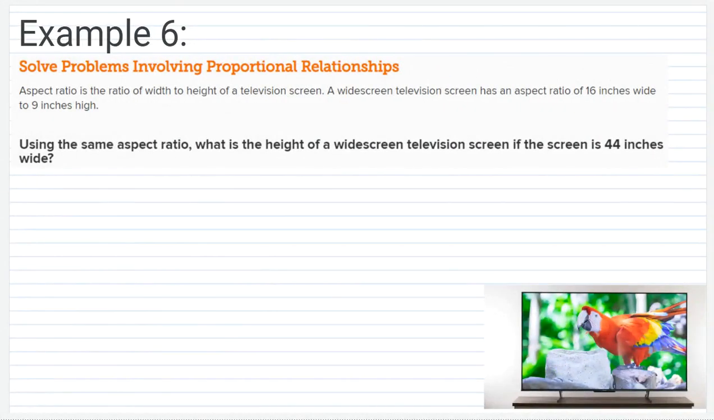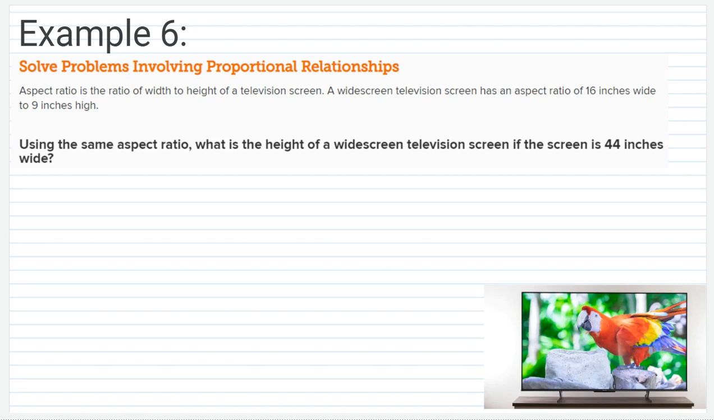All right, so moving on to example 6. Again, we're going to solve a problem involving proportional relationships. The aspect ratio is the ratio of width to height of a television screen. A widescreen television screen has an aspect ratio of 16 inches wide to 9 inches high. Using the same aspect ratio, what is the height of a widescreen television screen if the screen is 44 inches wide?